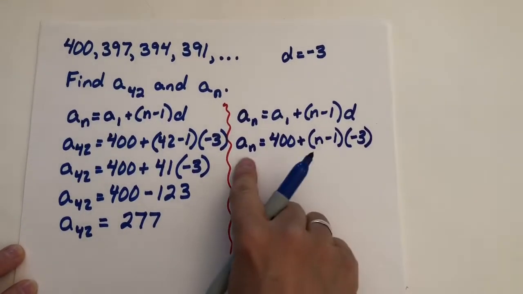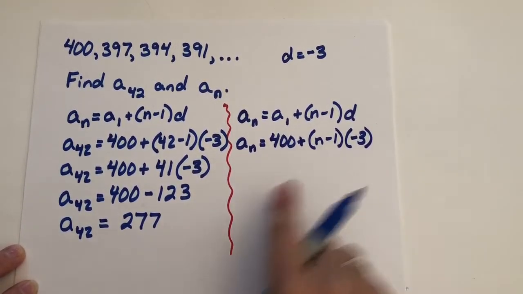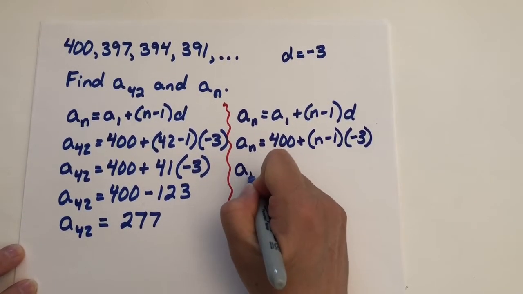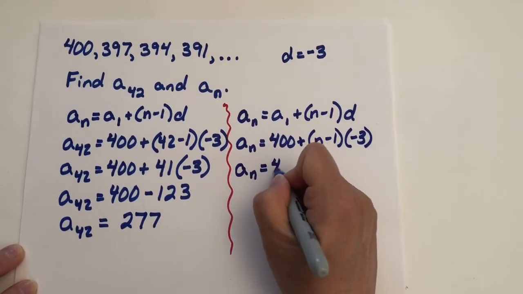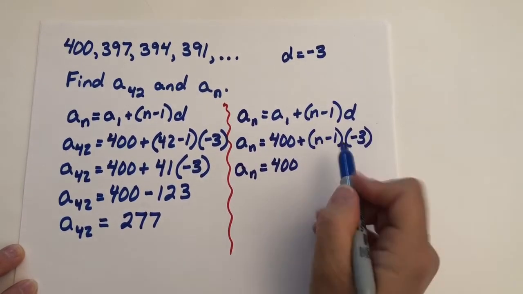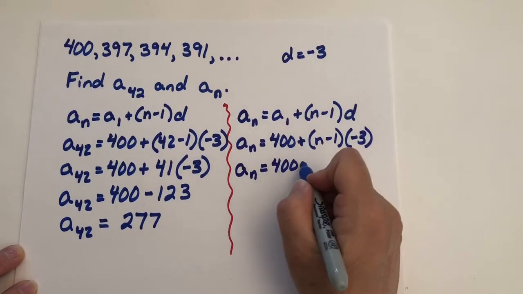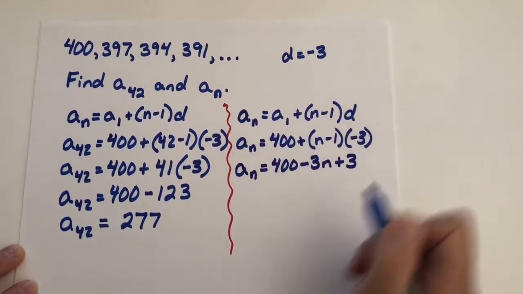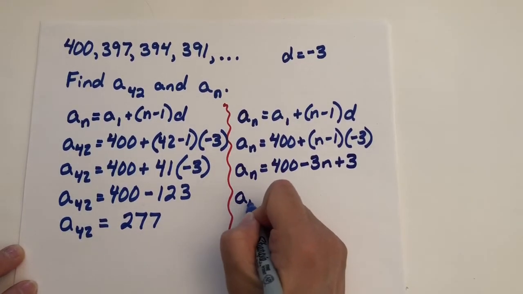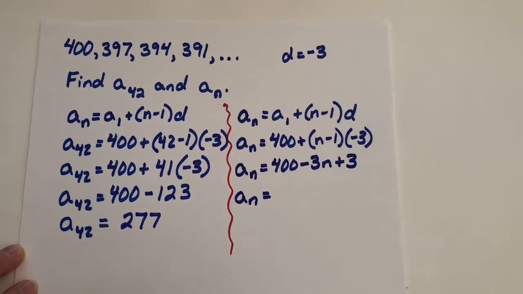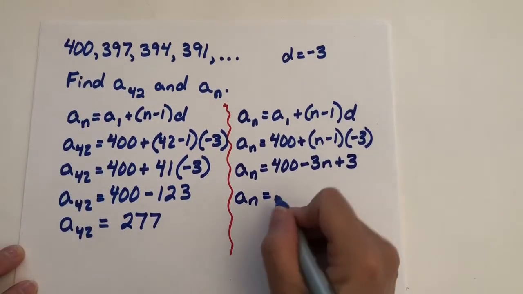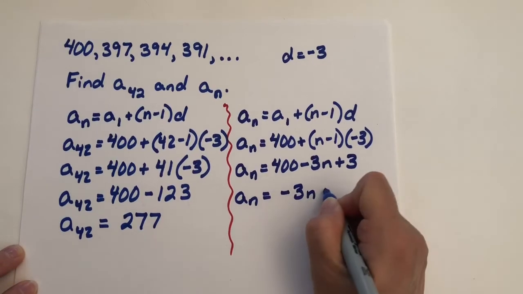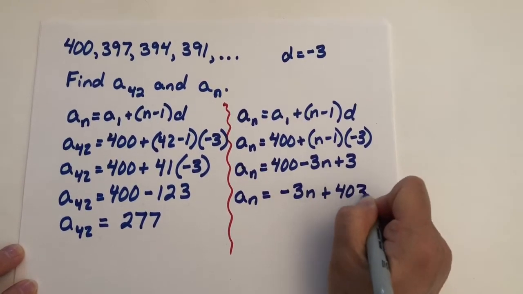And sometimes people just present the answer like this, but I'm going to keep going. We have a sub n equals 400. And then we're going to distribute negative 3. So I have negative 3n plus 3. So a sub n, or the nth term of this particular sequence, can be found by using this formula. Negative 3n plus 403.